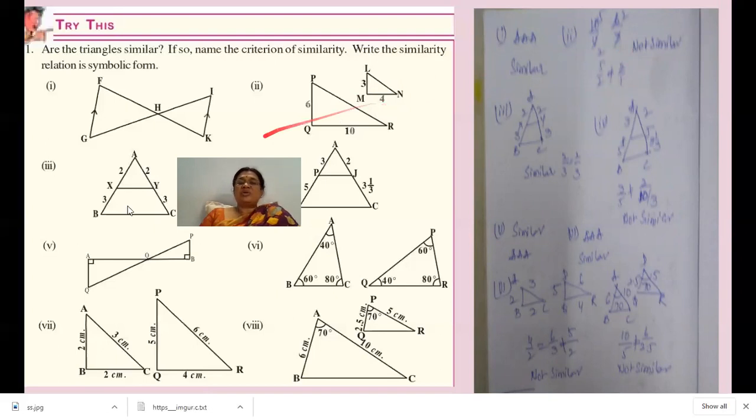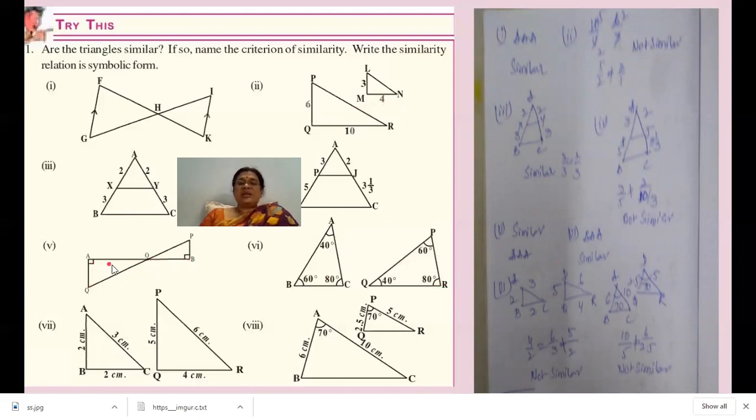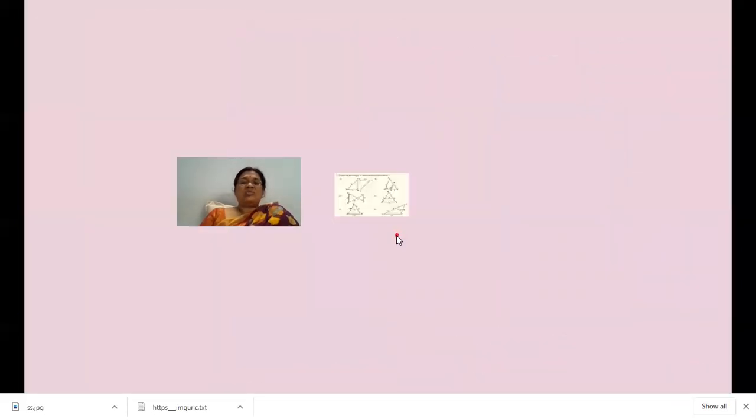In this diagram also, the third diagram is similar, the fourth diagram is not similar, and the fifth one is similar. See here, these two are vertically opposite, and these two are right angles. By angle criterion, you can say these two are similar. And in the sixth one, they are similar by angle criterion. This type of problems, they may ask for visualization, like 2 marks questions, 1 mark questions, in the board examination. You may solve those problems.